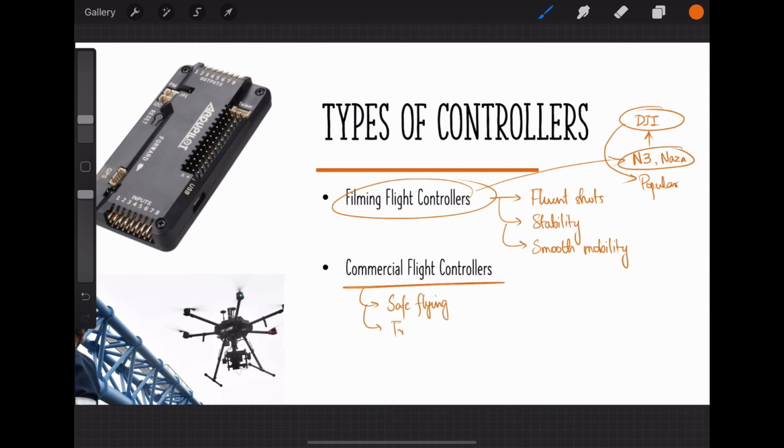Advanced drones use these flight controllers, which are capable of safe flying and transporting high-value cargo. Some of the biggest players are DJI's N3, then we have Skynode from Auterion, and Fusion Reflex from Fusion Engineering.